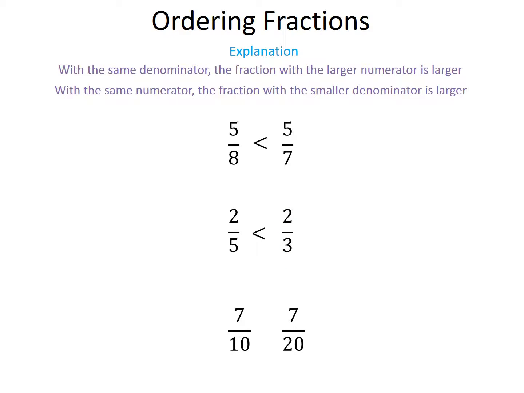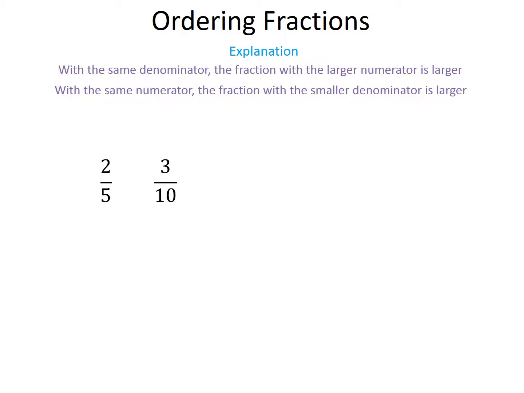And same down here, let's just compare the denominators. This one's only been cut into 10 pieces. This one's cut into 20. So that means that these pieces are twice as big as these ones here. And so that means that these 7 pieces are twice as big as those 7 pieces, making this the bigger fraction.